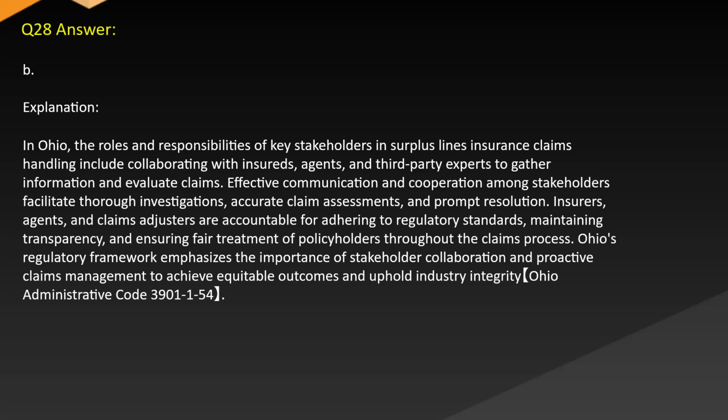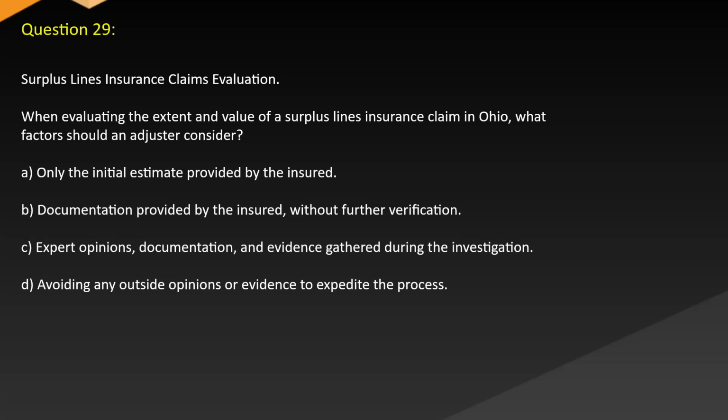Ohio's regulatory framework emphasizes the importance of stakeholder collaboration and proactive claims management to achieve equitable outcomes and uphold industry integrity. Ohio Administrative Code 3901-1-54. Question 29. Surplus lines insurance claims evaluation. When evaluating the extent and value of a surplus lines insurance claim in Ohio, what factors should an adjuster consider?